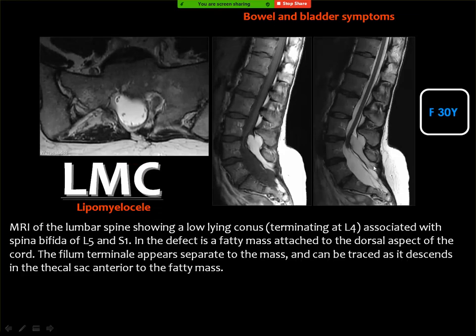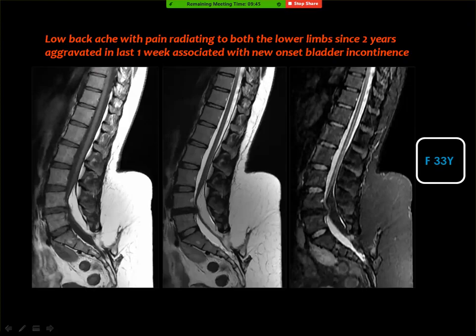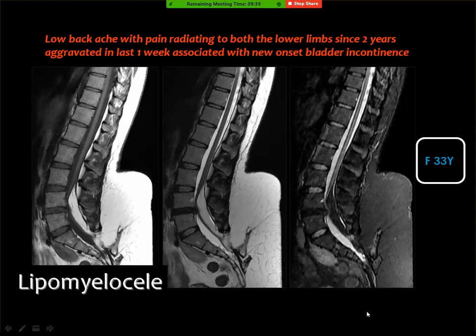And this is another example of lipomyelocele with a fatty mass. In the sagittal images, you may fail to see the continuation between both, but in the axial images, you can easily appreciate the site of communication. And this is another example with the suppression of the fat in the STIR images.